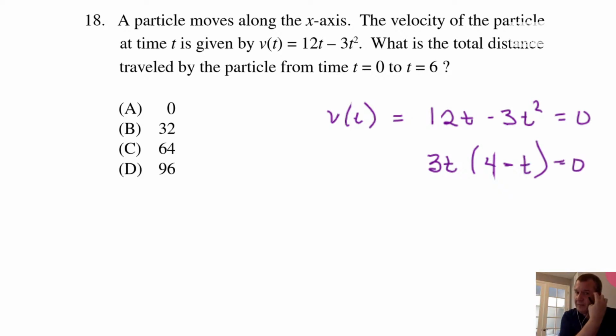And so they're already telling me for the range from 0 to 6, here we know one of the critical points is going to be at t equals 0. I can't check on both sides of it though, so we're going to see what we get for the other one.